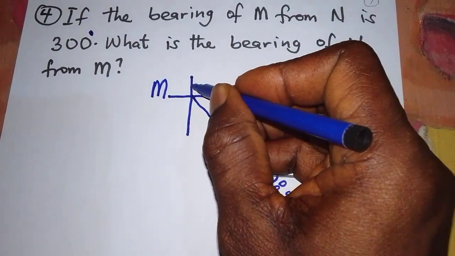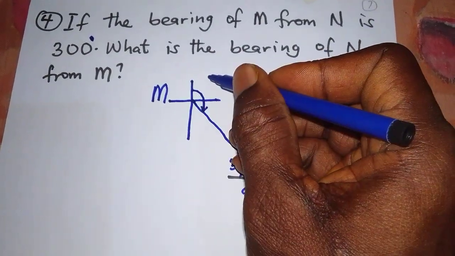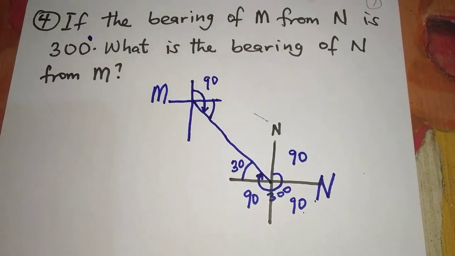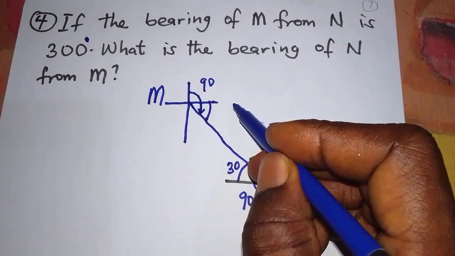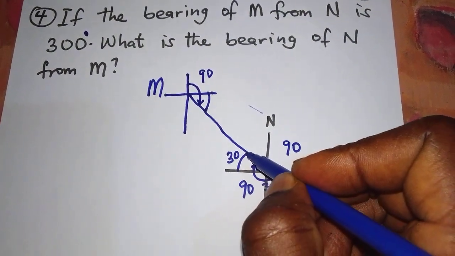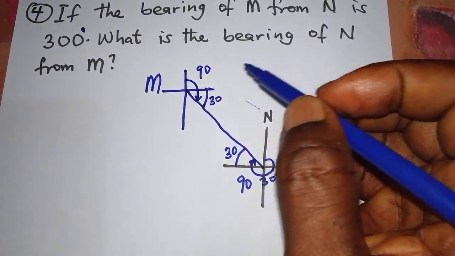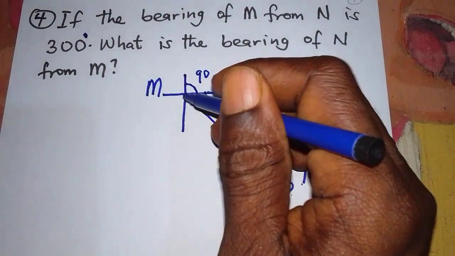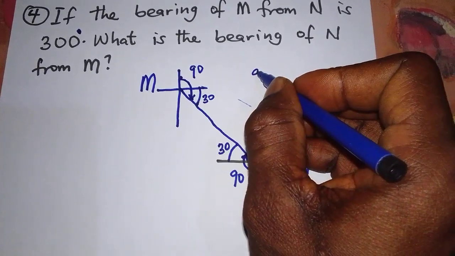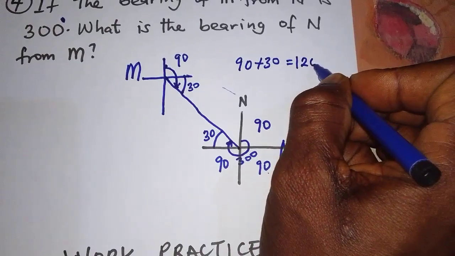You start measuring from the north up to where this line is. So the first quadrant is 90, plus the value of this angle. If this line is parallel to this, you realize this will form something like Z, showing that if this is angle 30, this angle will also give you 30 degrees. So the bearing of N from M, from this north to where this line is, will be 90 plus 30, which gives us 120 degrees.